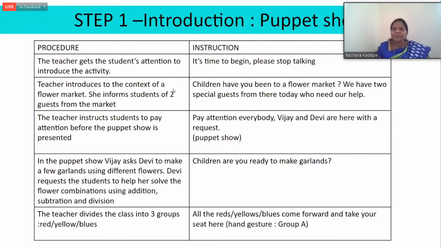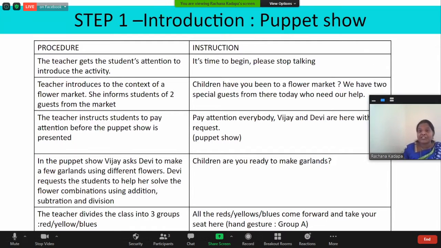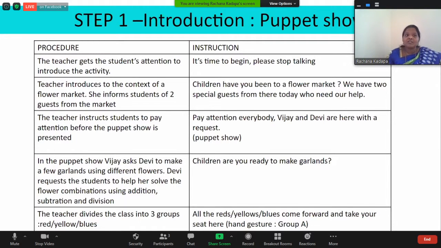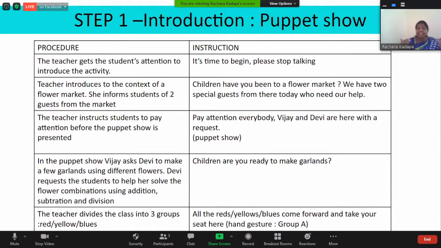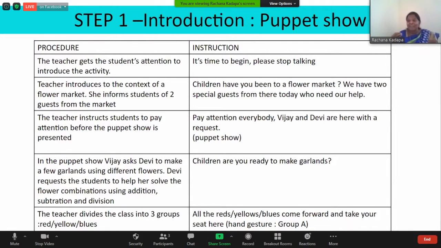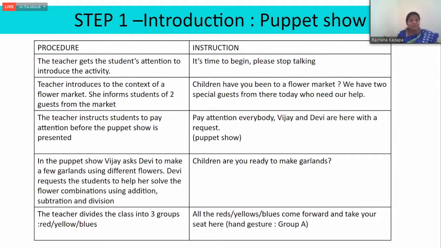Well, step 1. So here we must introduce the puppet show. So the teacher gets the students' attention to introduce the activity. To grab the attention of the students, we must give some instructions. It's time to begin. Please stop talking.